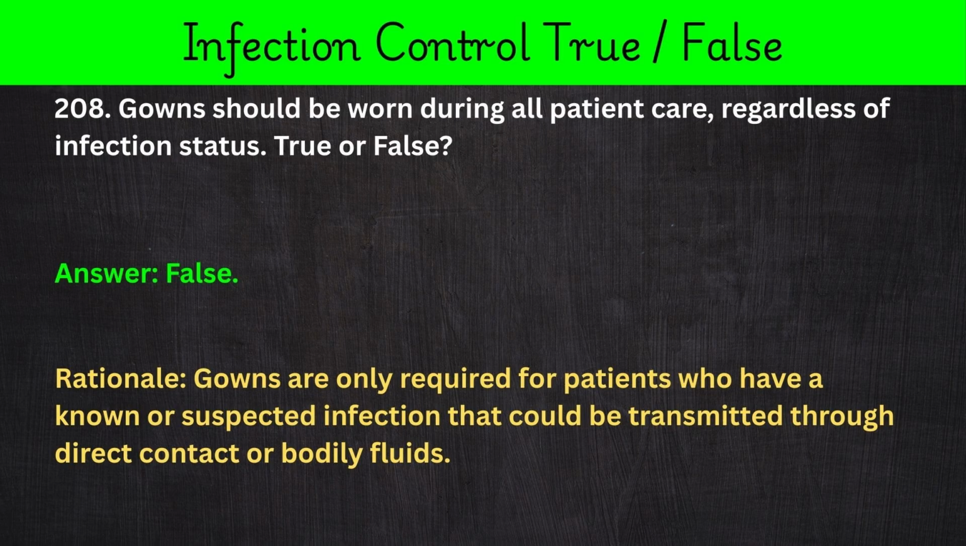208. Gowns should be worn during all patient care, regardless of infection status. True or false? Answer: false. Rationale: gowns are only required for patients who have a known or suspected infection that could be transmitted through direct contact or bodily fluids.